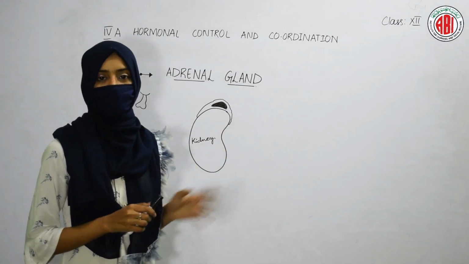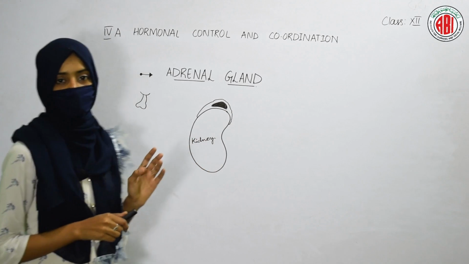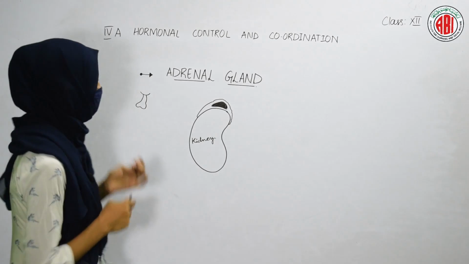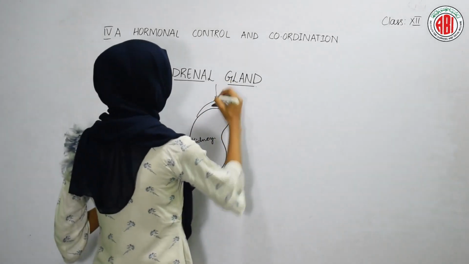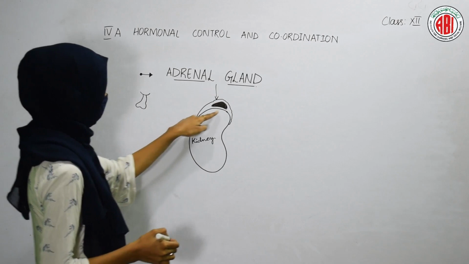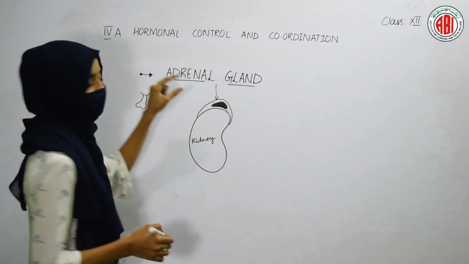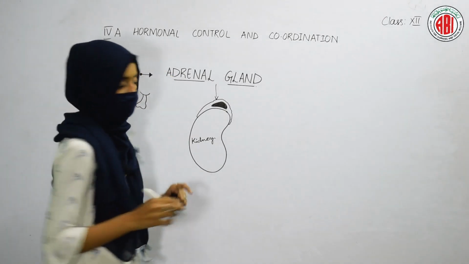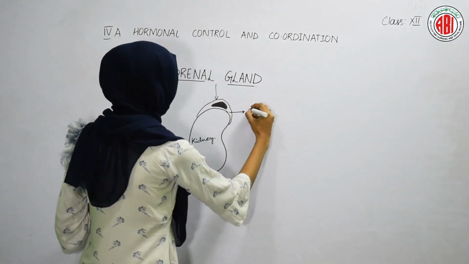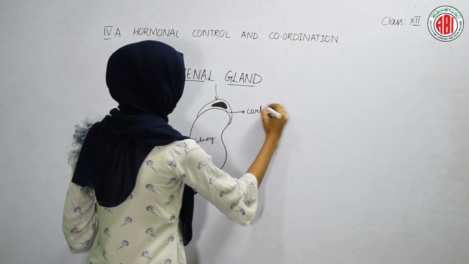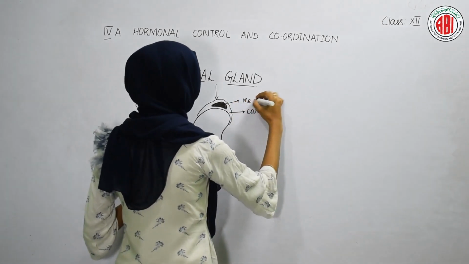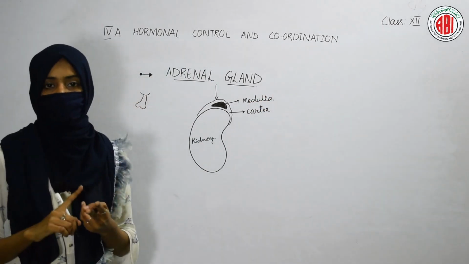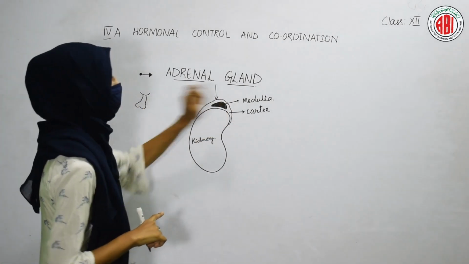Where do we find this adrenal gland in our body? In the human body, kidneys are present. Over the kidneys, one gland is found and we call that gland the adrenal gland. So, at the top of the kidneys, one gland is present. That gland is called the adrenal gland. This adrenal gland shows two main parts. One is the adrenal cortex and the other one is the adrenal medulla. So, the adrenal gland shows two parts, adrenal cortex and adrenal medulla.